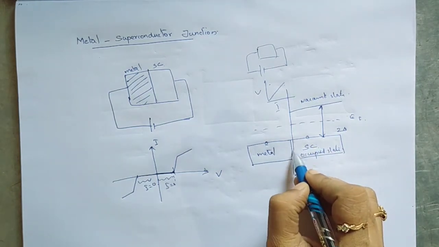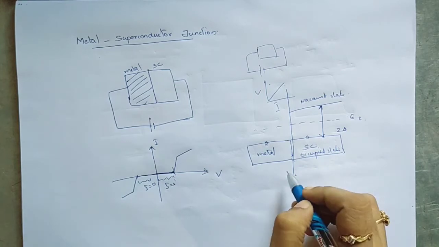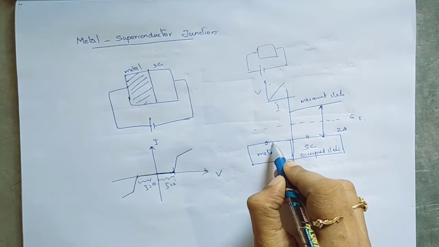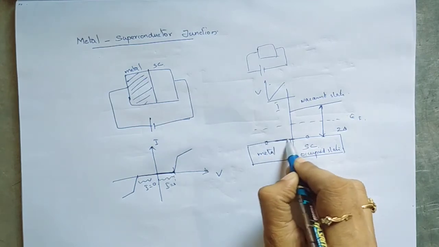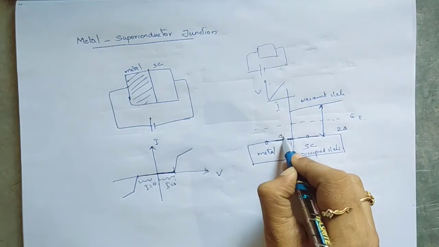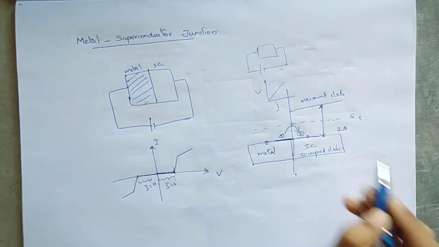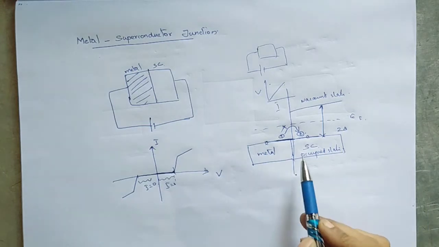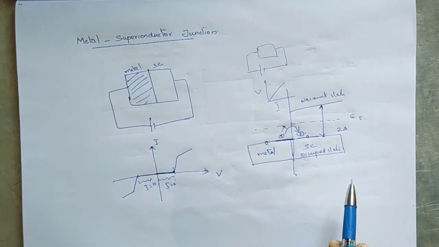If the voltage is 0, we cannot send electrons from this state to this state, from 1 to 2. We cannot jump from this to this, because it is a completely occupied state.